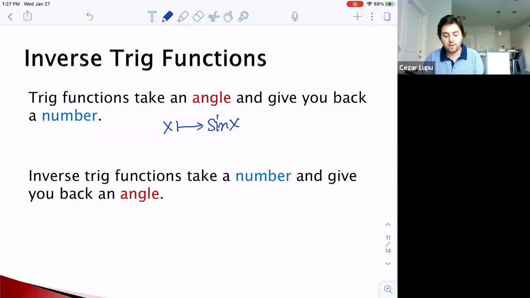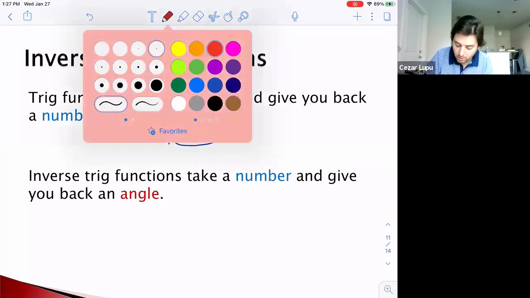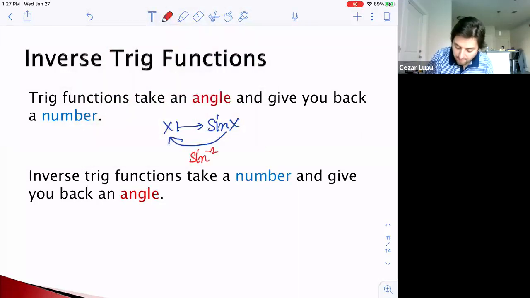And now the real thing is that the inverse trigonometric functions will take a number and give you back an angle. So in other words, if I want to go back from here to here, this will be through this function, what we call sine inverse of x. Or sometimes it's denoted by arc sine of x.